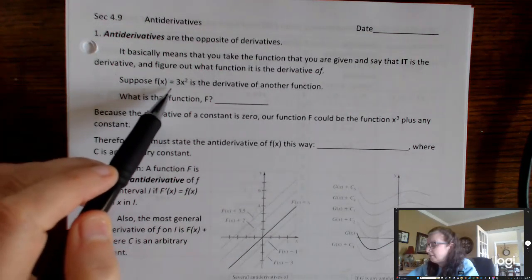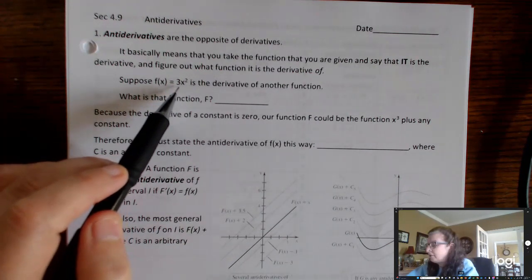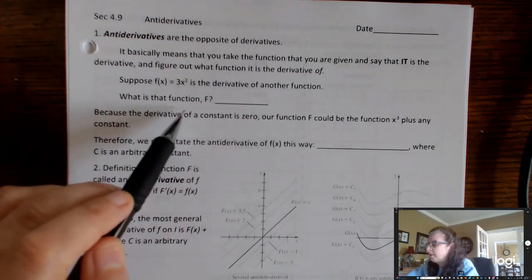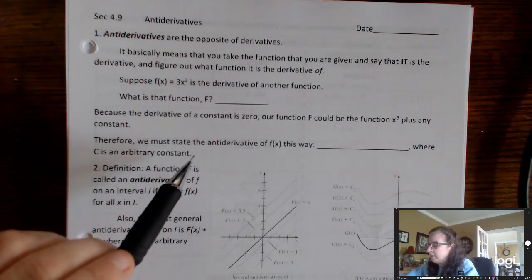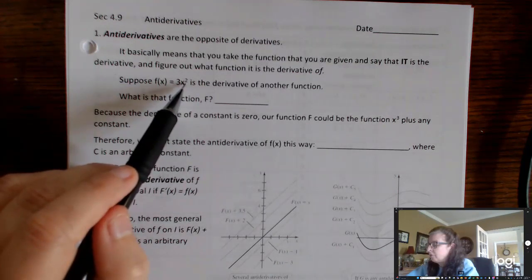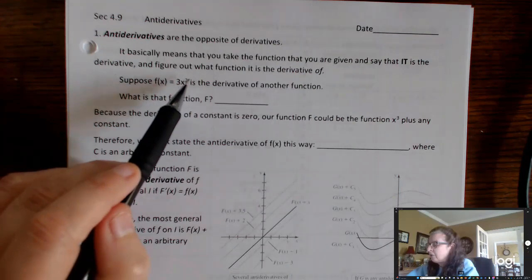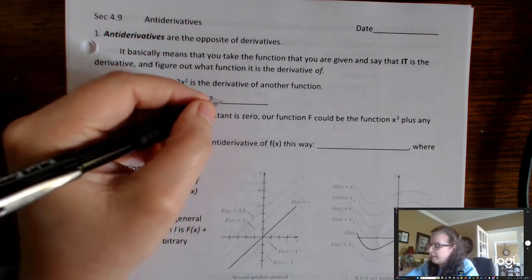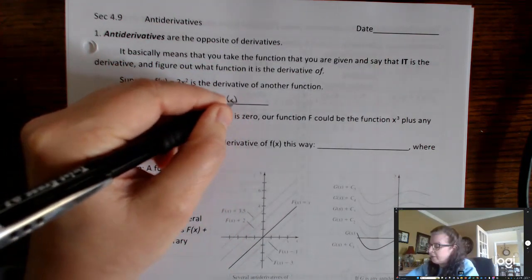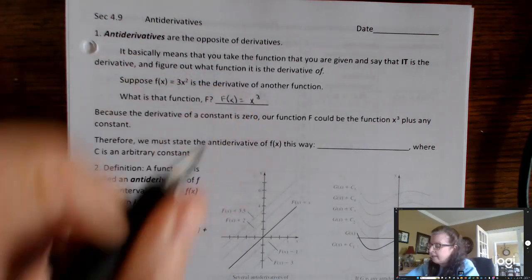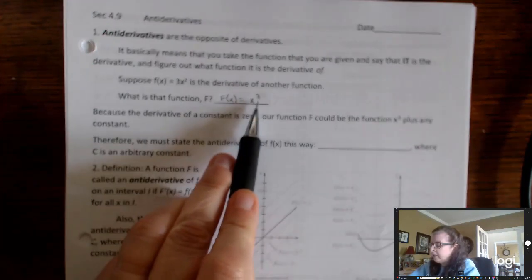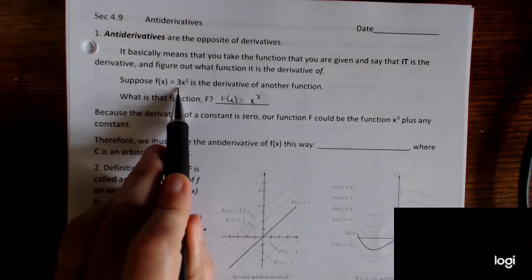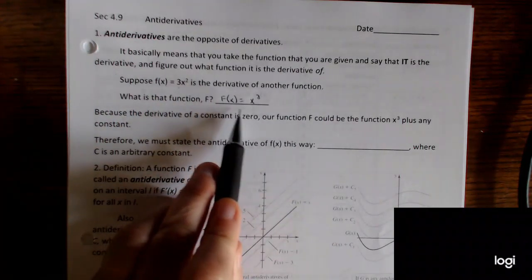Suppose f of x equals 3x squared, and that's the derivative. What would be the function F? Well, we know that this 2 comes from reducing it by 1, so it must be an x to the 3. And if you figure out that much, you can see that the derivative of x cubed is 3x squared. So this is known as the antiderivative.